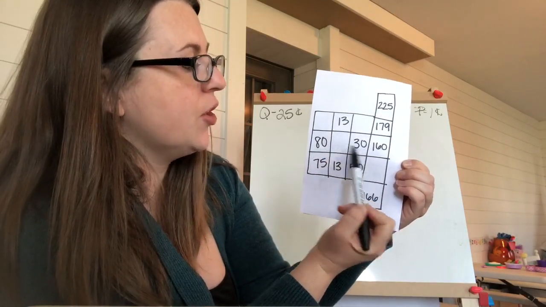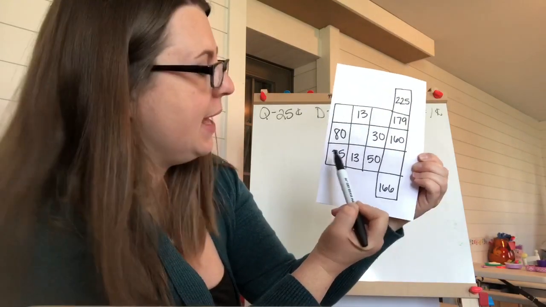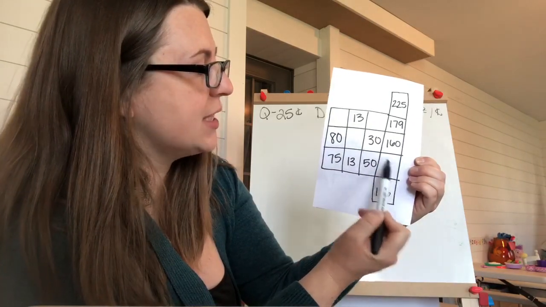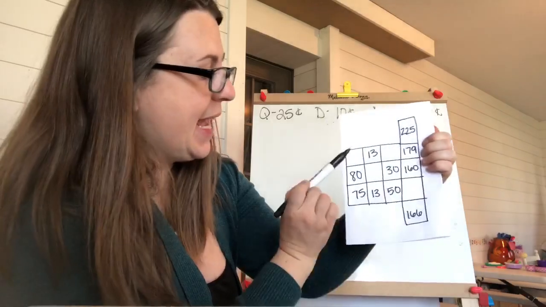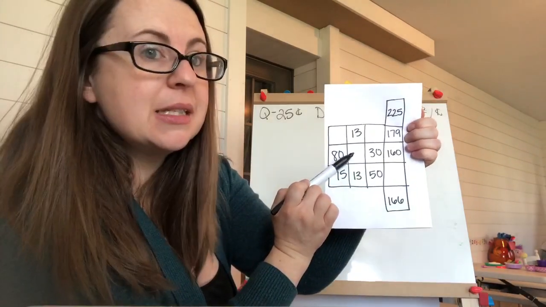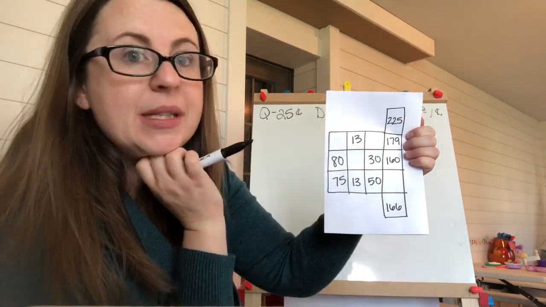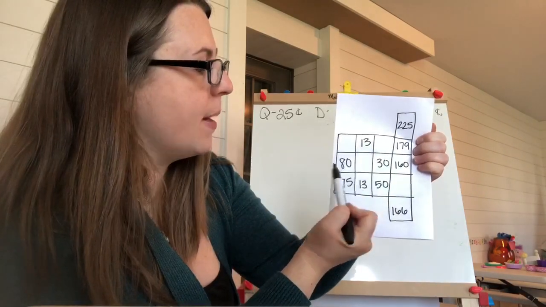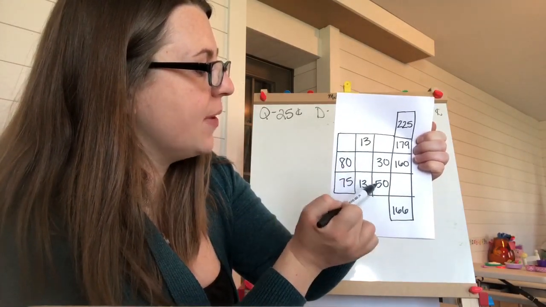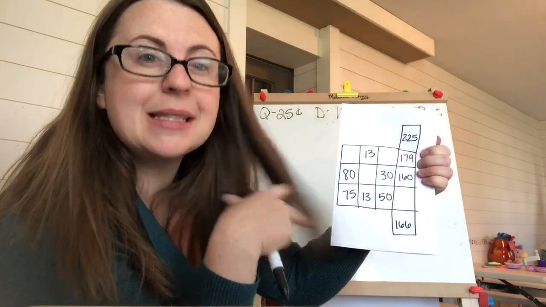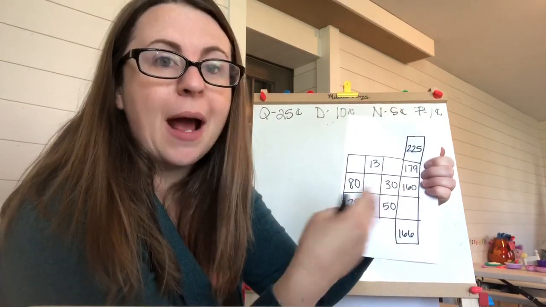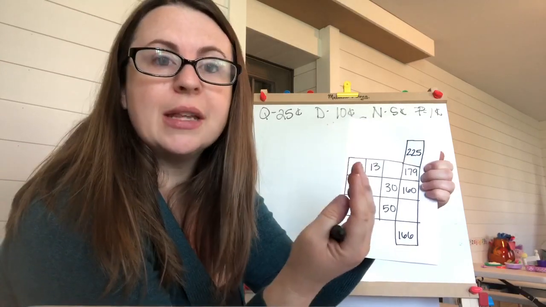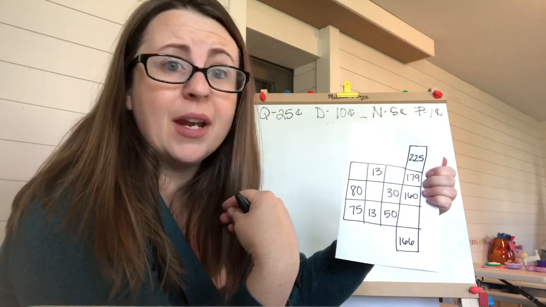And 80 plus 30 plus something should equal 160. 75 plus 13 plus 50 should equal something here. And then diagonally, this plus this plus this should equal 166. So once you find those numbers, if they don't equal 166, something went wrong. The example problems are really helpful. I could have written that out, but you could just look at the examples and check in with me if you have any questions at all.